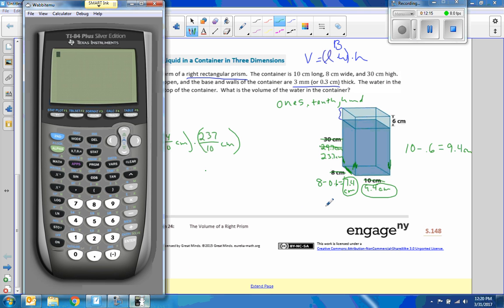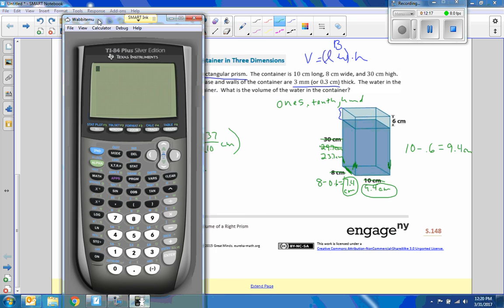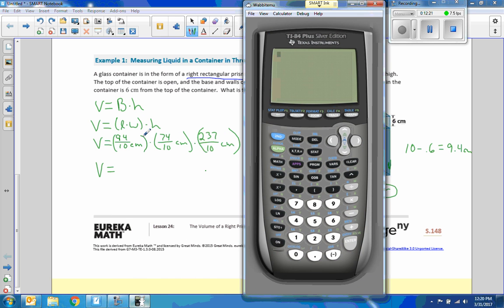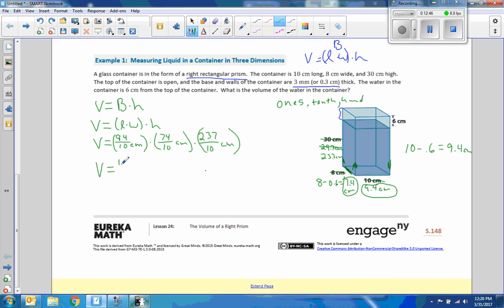Okay, so I brought in the calculator, and let me move it over so I can see what we're multiplying. I'll set it right here. So I'm multiplying 94 times 74 times 237. And that is going to give me a really big number, 1,648,572. So I'm going to write that here.